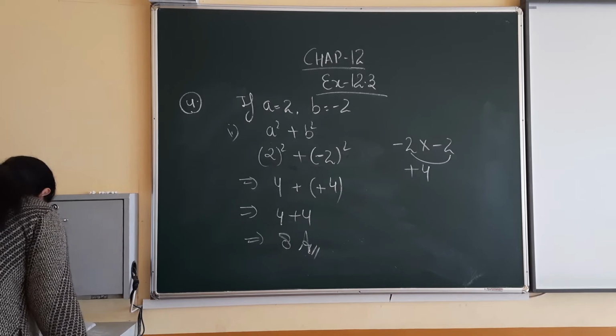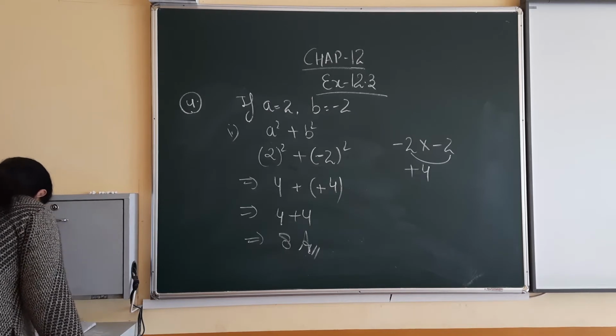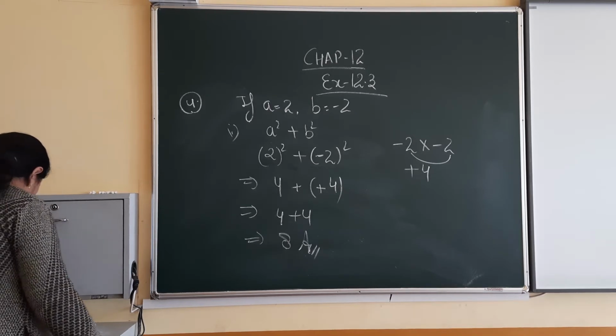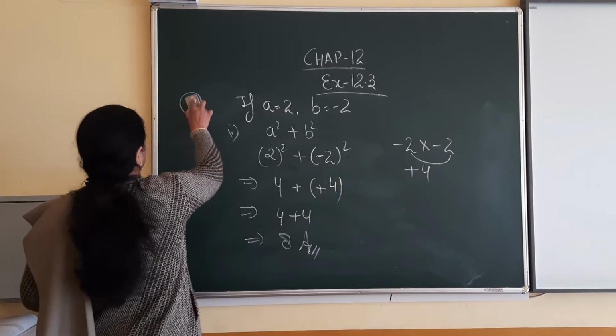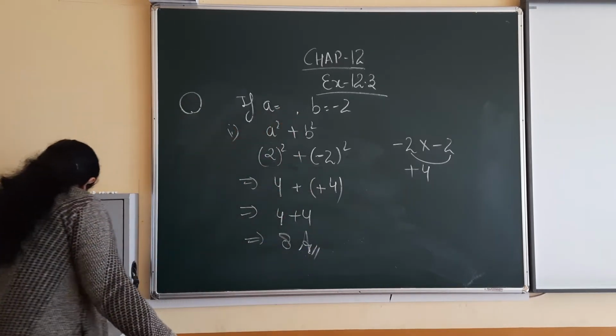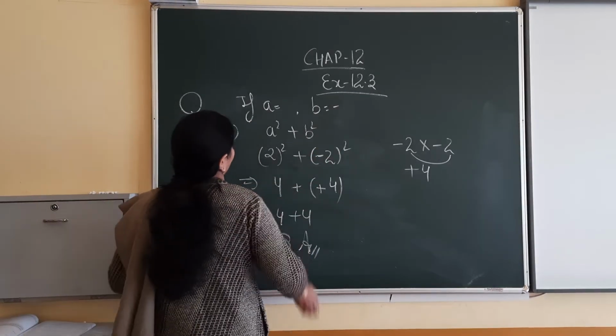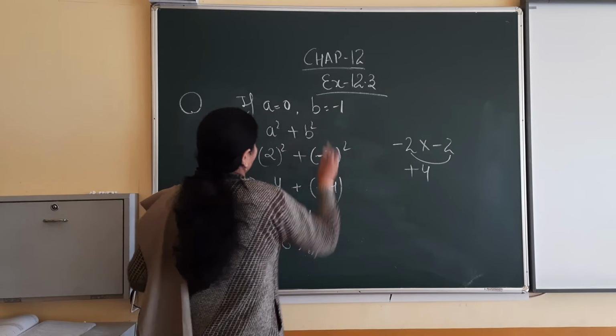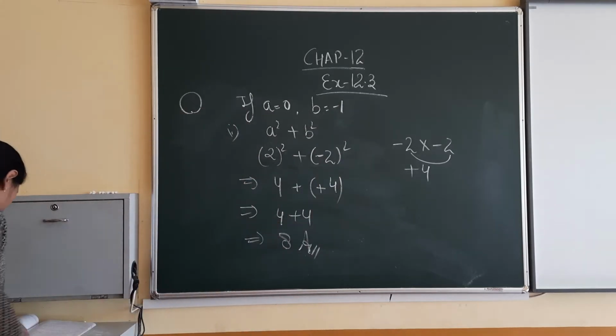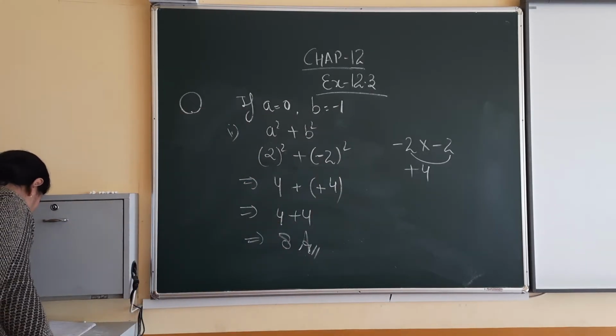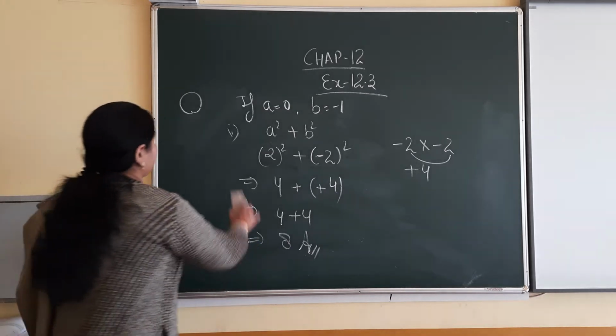Now here, question number 5. Look here in question number 5. In question number 5, the value of a is 0 and the value of b is minus 1. This value is given as 0 and this value is given as minus 1. And now find out the value of the given expression. So here I am taking the third part.